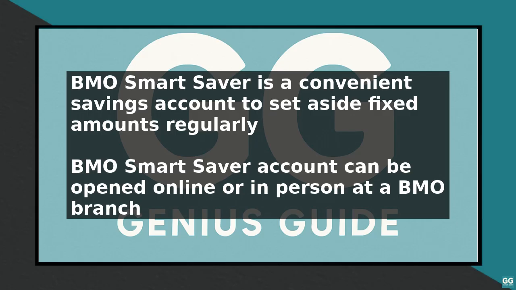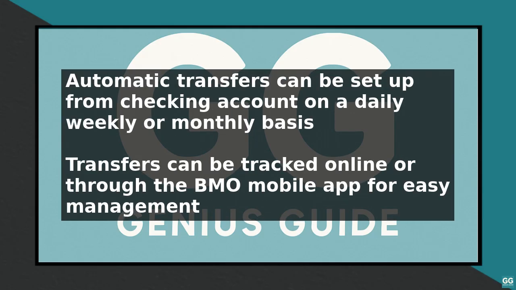To get started, you will need to open a BMO Smart Saver account, which can be done online or in person at a BMO branch. Once you have opened your account, you can set up automatic transfers from your checking account to your Smart Saver account. This can be done on a daily, weekly, or monthly basis, depending on your needs and preferences.